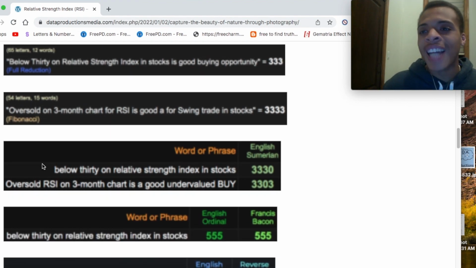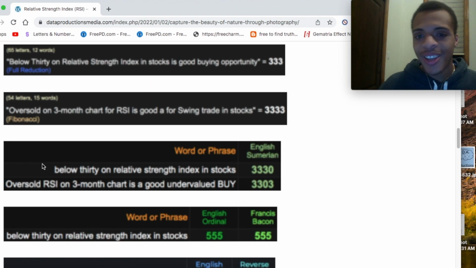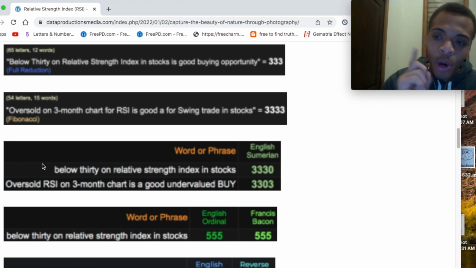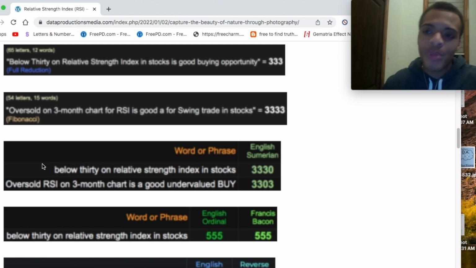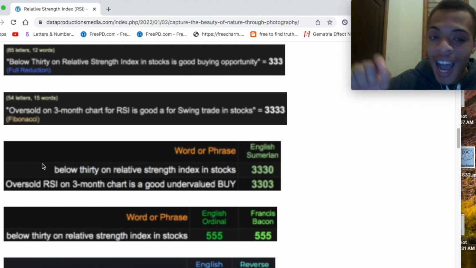You know, I love getting a good Fibonacci decode. Oversold on the 3-month chart for RSI is good for a swing trade in stocks. 3,333 in the Fibonacci. So when you get decodes like that, that's how you find your setups on the RSI. Oversold on the 3-month chart for RSI is good for a swing trade in stocks.